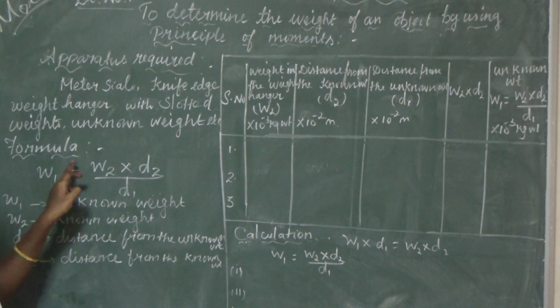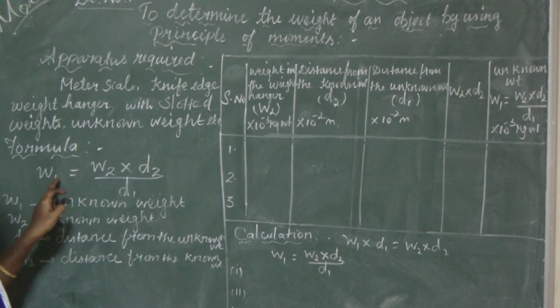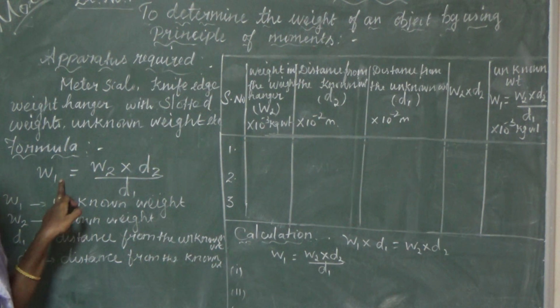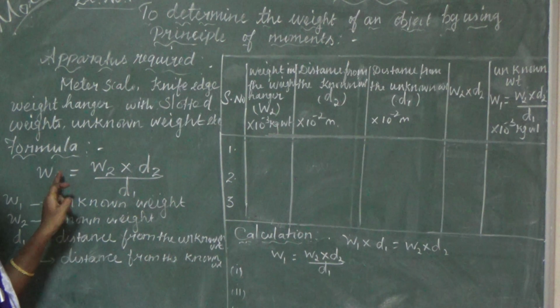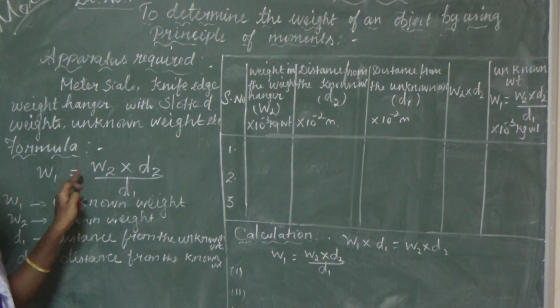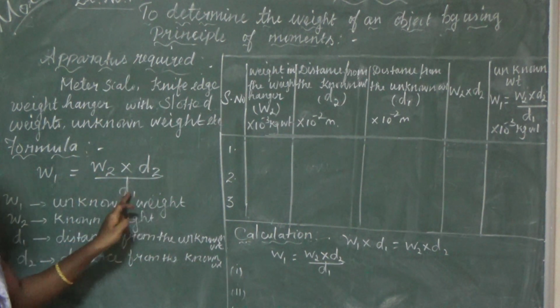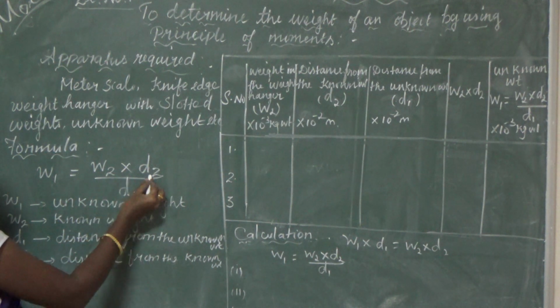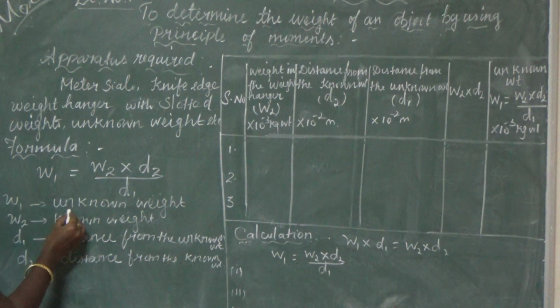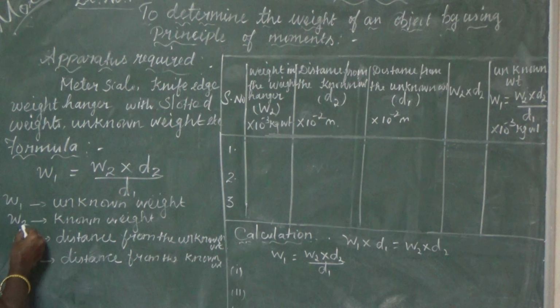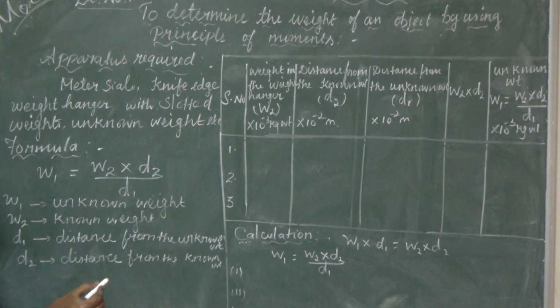Next, what formula are we going to use? W1 denotes the unknown weight. Unknown weight W1 is equal to W2 into D2 by D1. So here W1 denotes the unknown weight, the stone weight, and W2 denotes the known weight. Using the weight hanger, we slot some weights, and that is the known weight.